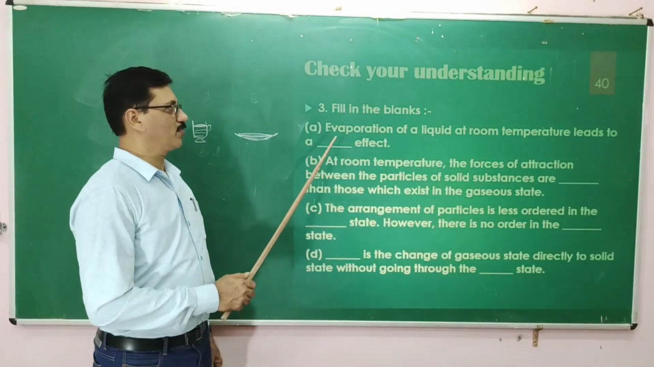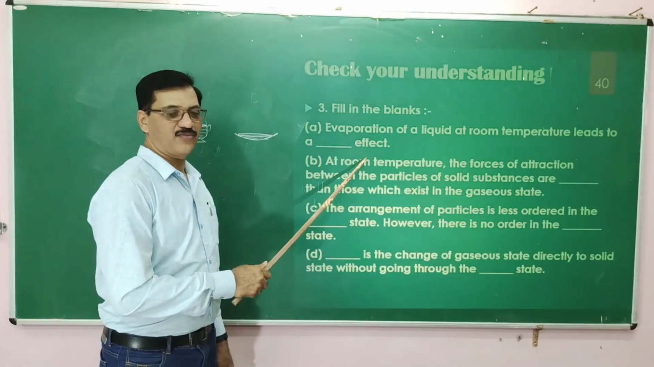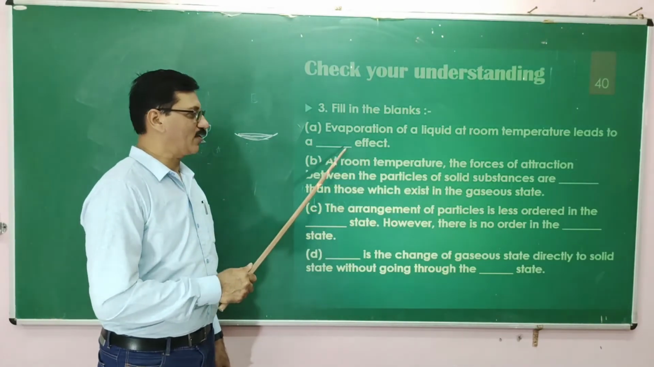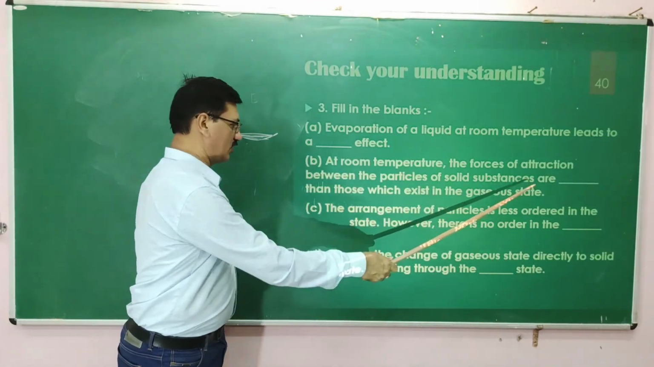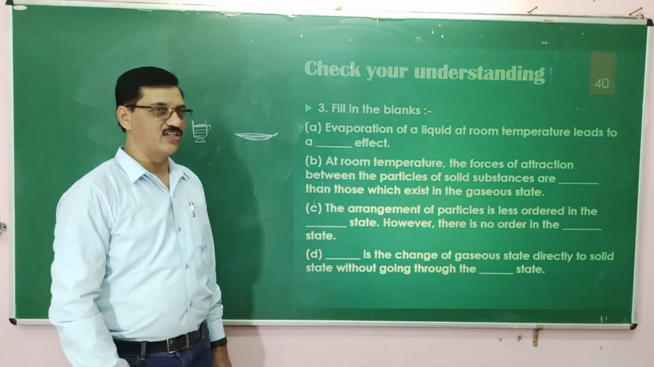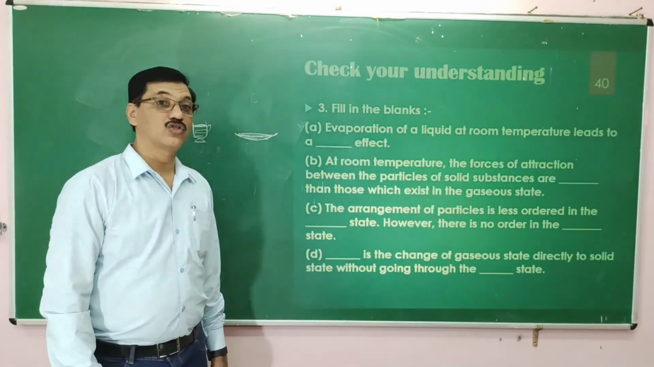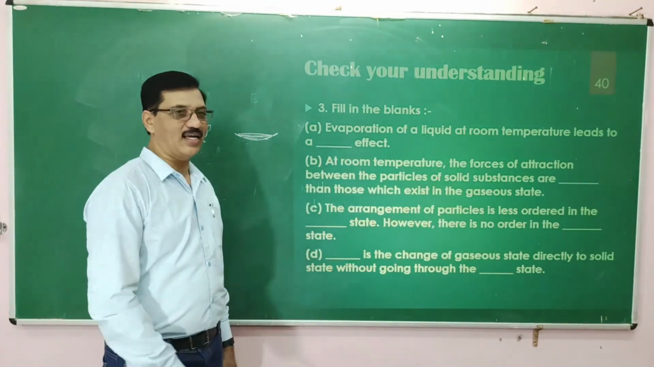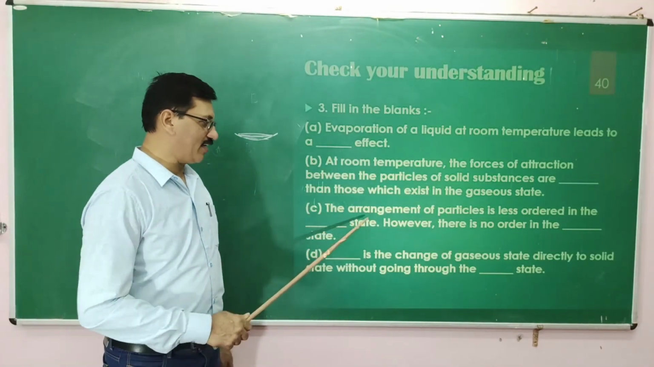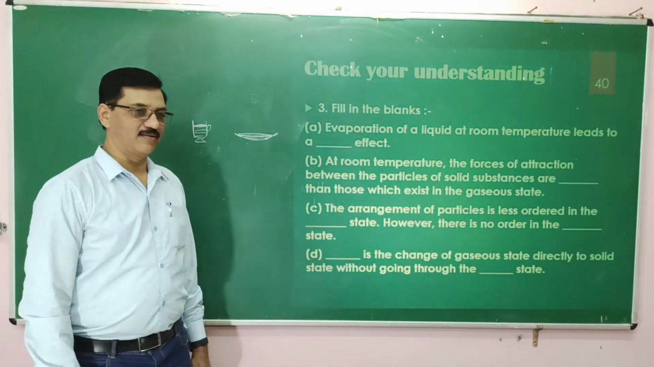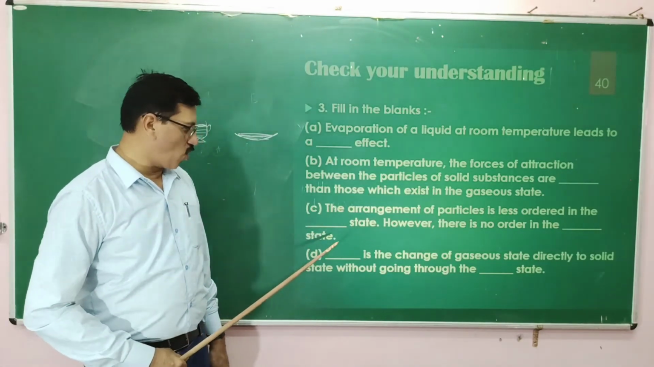Now, there are a few questions. Fill in the blanks. Evaporation of a liquid at room temperature leads to a dash effect. So it is a cooling effect. At room temperature, the forces of attraction between the particles of solid substances are dash than those which exist in the gaseous state. So they are stronger. The arrangement of particles is less ordered in dash state. However, there is no order in dash state. So the arrangement of particles is less ordered in the liquid state and there is no order at all in the gaseous state.